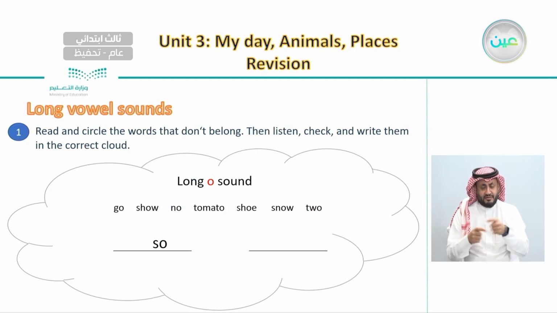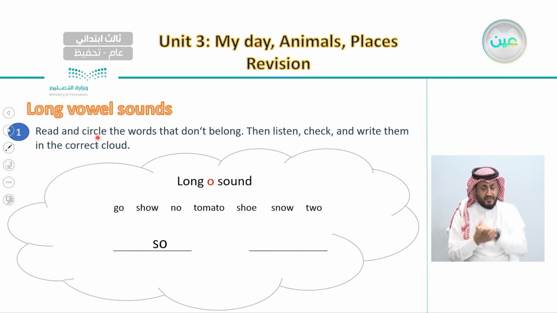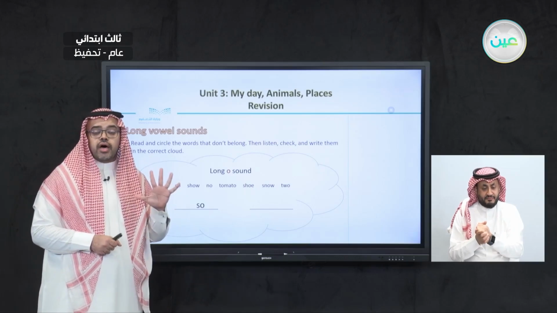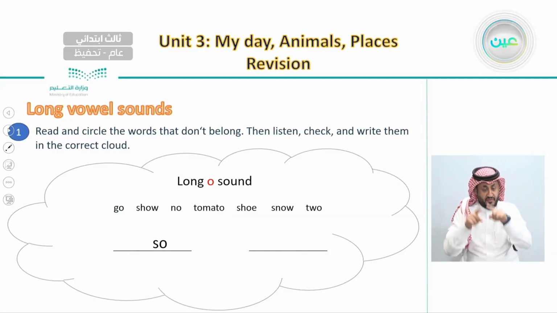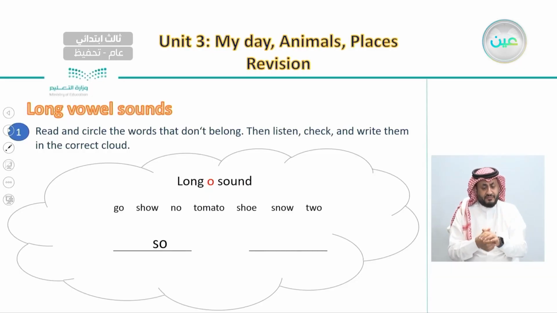Quick revision of our last lesson. In our last lesson, we had this interesting exercise about the long vowel sounds. We said that in this exercise, we need to read and circle the words that do not belong. In that lesson, we had 5 different clouds, and inside these clouds, we have 5 different sounds.